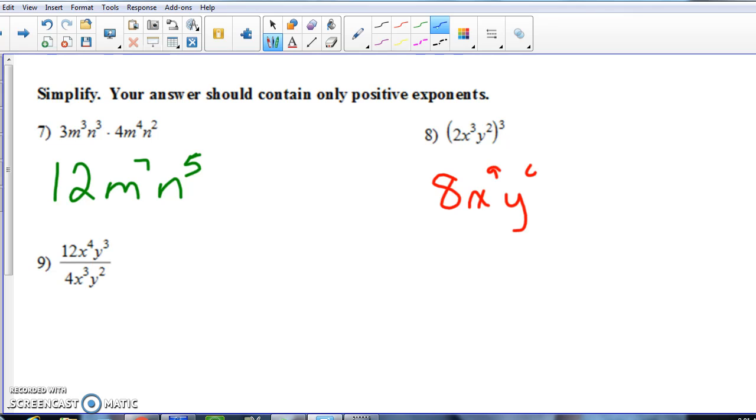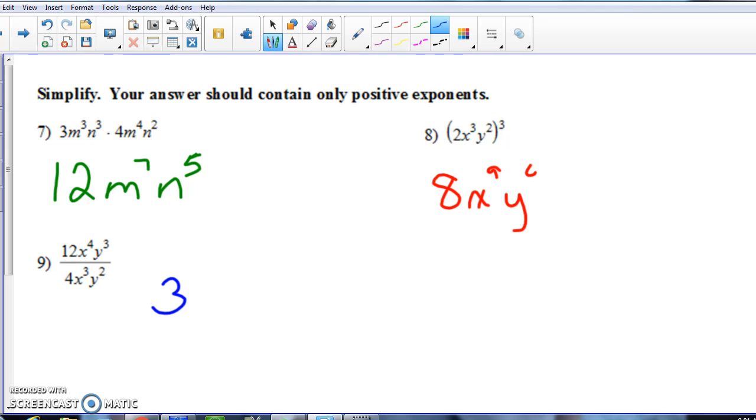And then the last one there, the quotient property. Quotient means to divide. Here again, only works for exponents. So the whole number I divide as normal. So when I have 12 divided by 4, I definitely get 3. Where the exponents are concerned, the quotient property says we subtract exponents.